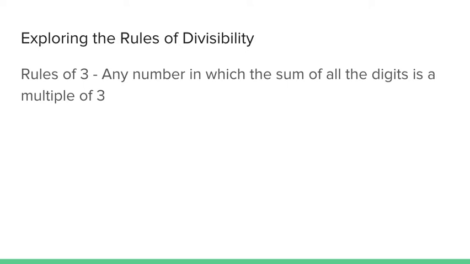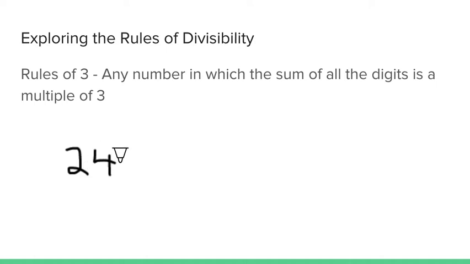Basically, any number in which the sum of all the digits is a multiple of 3 is divisible by 3. Now, once again, that sounds super wordy, and the way these things are written is sometimes difficult for people to comprehend. But I'll show you an example. Let's take a number, okay? We'll use a larger number.